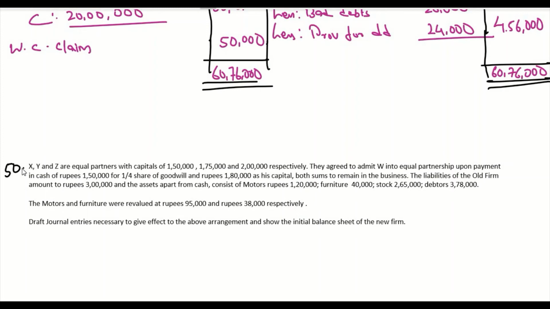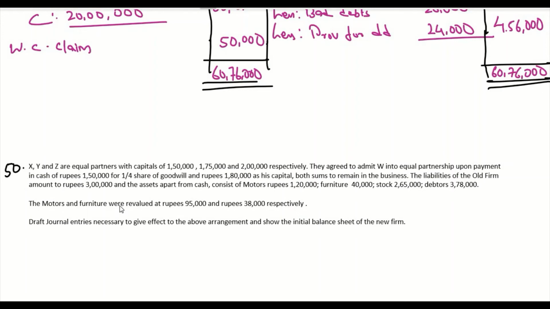The liability of the old firm amount to rupees 3 lakhs and the assets apart from cash consist of motors rupees 1,20,000, furniture 40,000, stock 2,65,000, debtors 3,78,000. The motors and furniture were revalued at rupees 95,000 and rupees 38,000 respectively. Draft journal entries necessary to give effect to the above arrangement and show the initial balance sheet of the new firm.